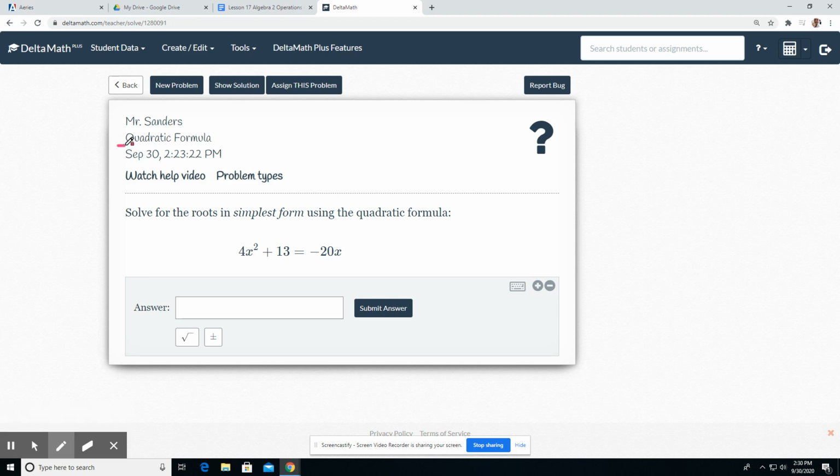We are asked to use the quadratic formula for this style of problem. They want us to solve for the roots in simplest form, and we have to use the quadratic formula. And here is our quadratic equation. It's quadratic because the highest degree is 2. The biggest exponent is 2.